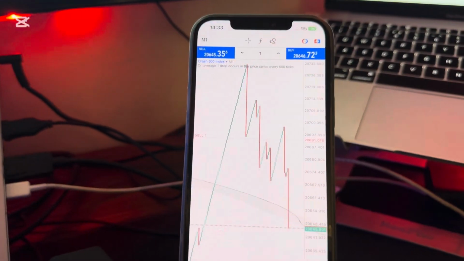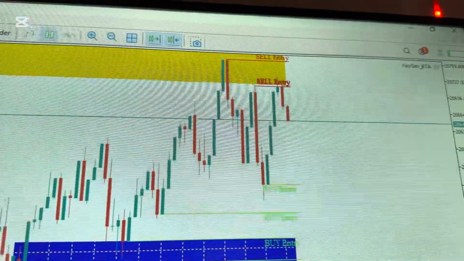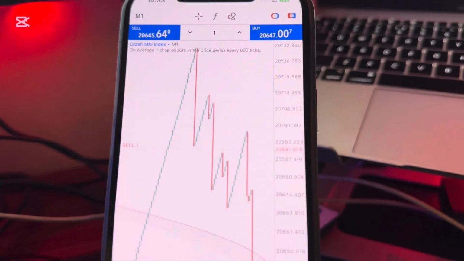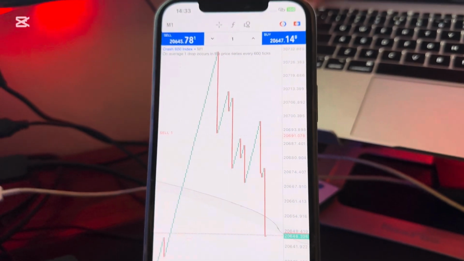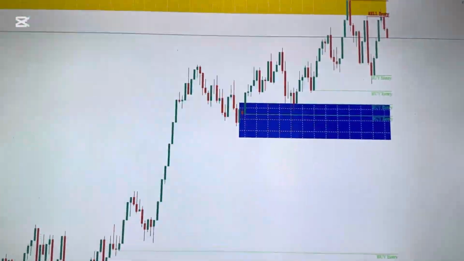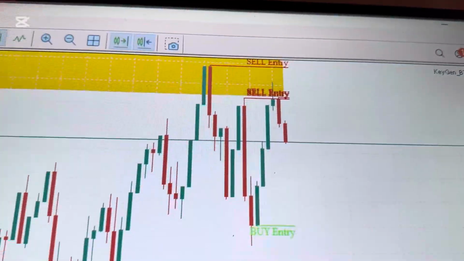Guys, what did I tell you? I told you let's sell crash 600. I told you that it was selling, so we managed to catch all those spikes, guys. Look at that. That's our entry on crash 600. We got those sell trades from the indicator, and we ended immediately.